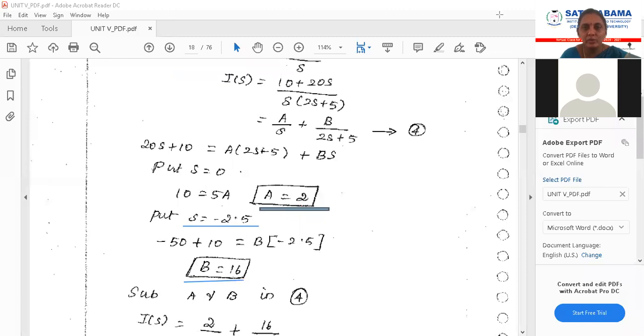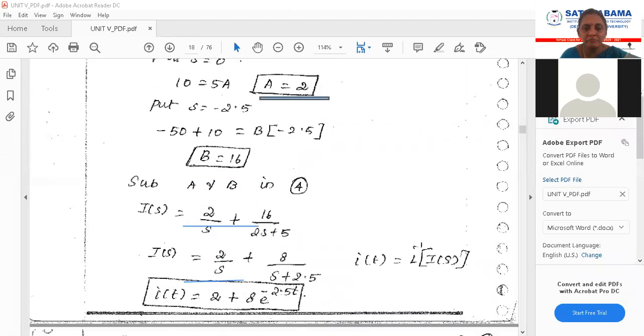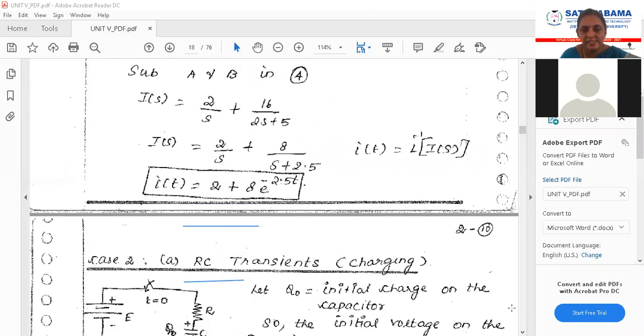Now substitute this value of A and B in the equation. So this will be 2 by s plus 16 by 2s plus 5. Now take inverse Laplace. Before that, this 2s coefficient, you remove it. I'm taking this 2 upside to the numerator. So 16 by 2 will be 8, and s plus 5 by 2 will be s plus 2.5, right? So taking inverse Laplace transform, 2 by s will be 2 plus 8 into e power minus 2.5 into t. This is the final value of the equation.